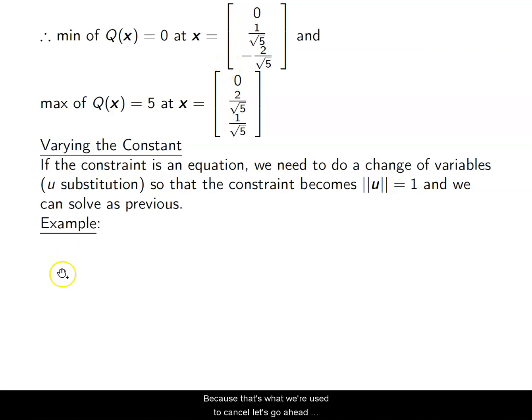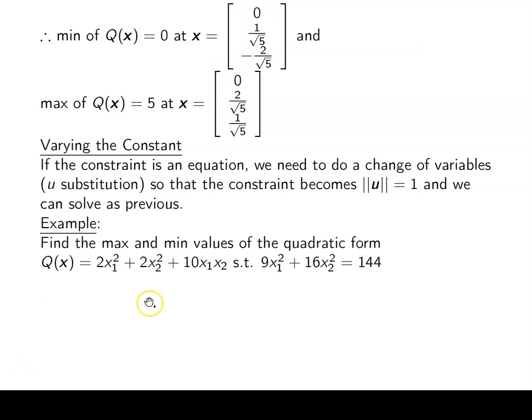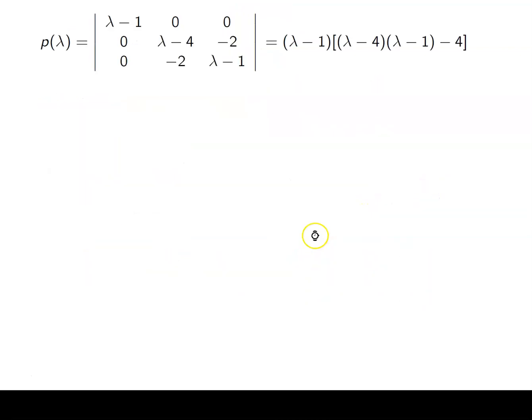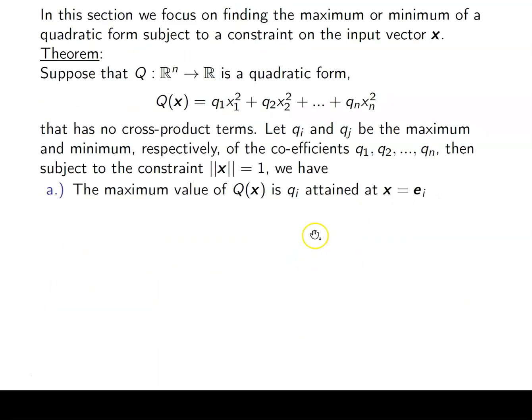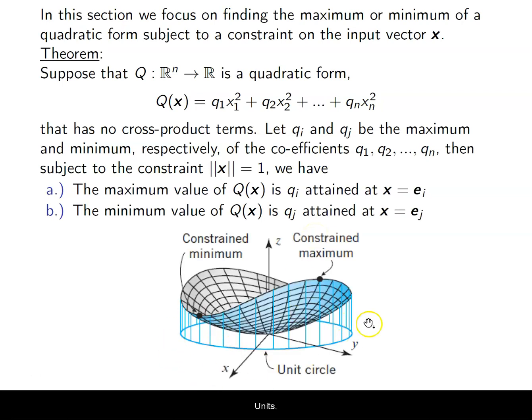Okay, so let's go ahead and do an example. Let's find the max and min of the values of the quadratic form. Again, I have a cross product term still, but instead of having a length of 1, I have 9x1 squared plus 16x2 squared equals 144. Now, again, when I had x equaling 1, we were looking at a unit circle.